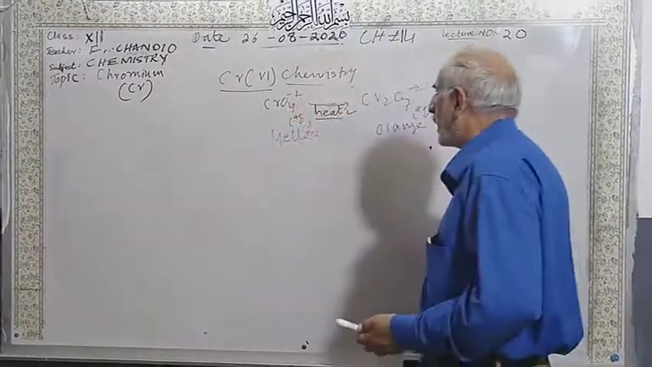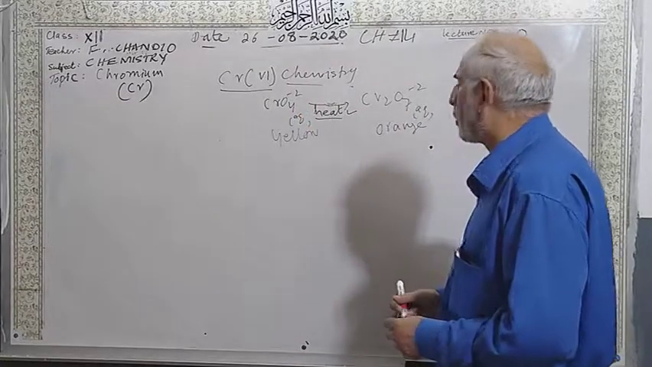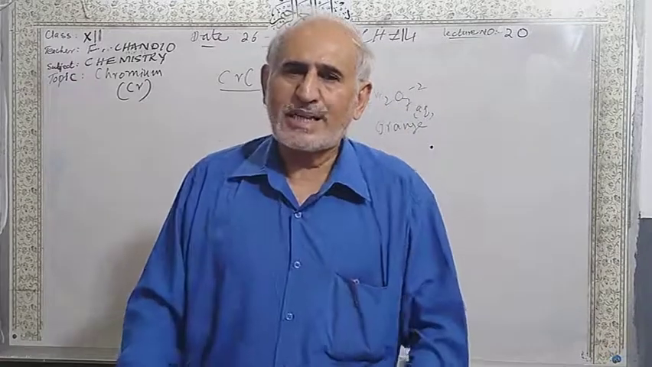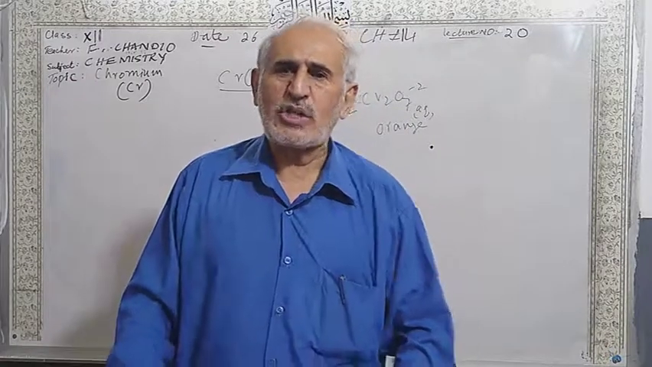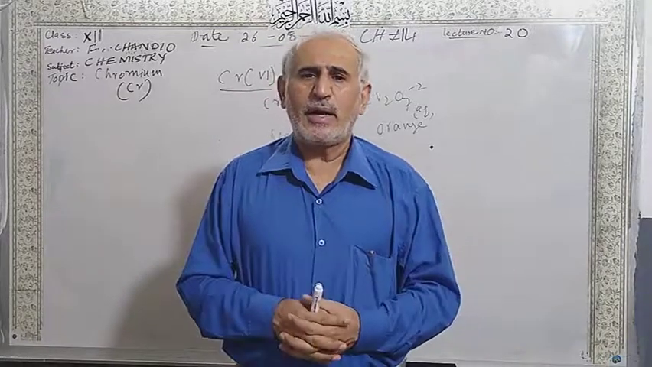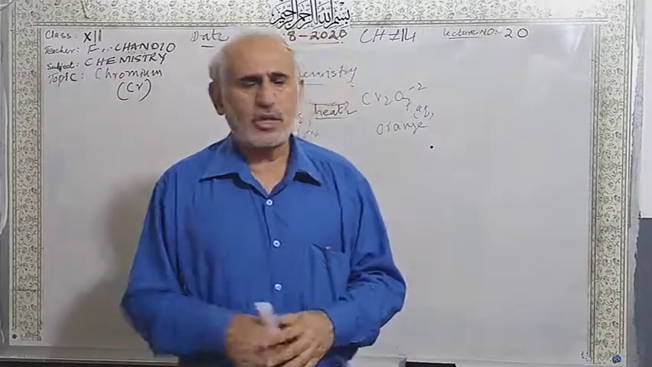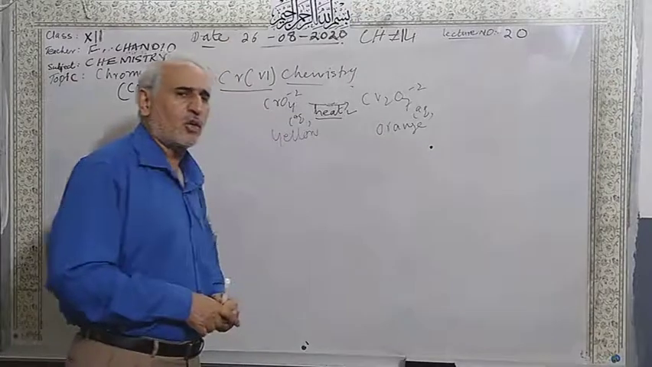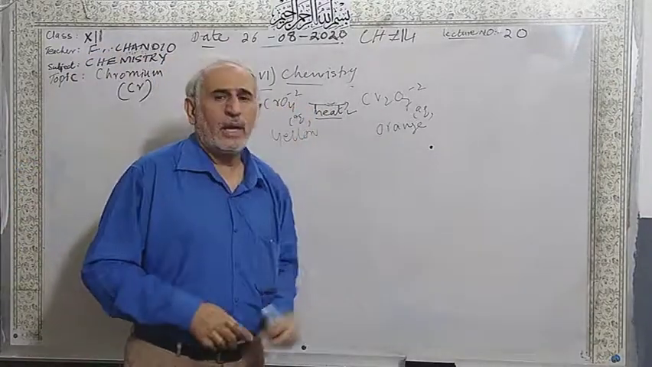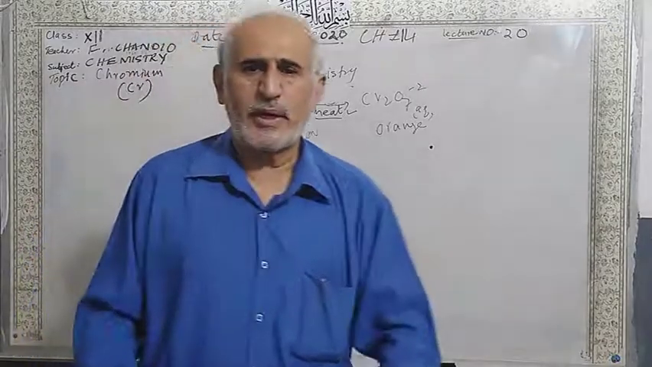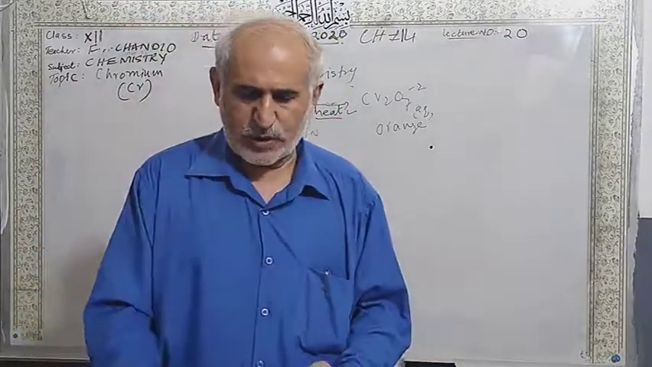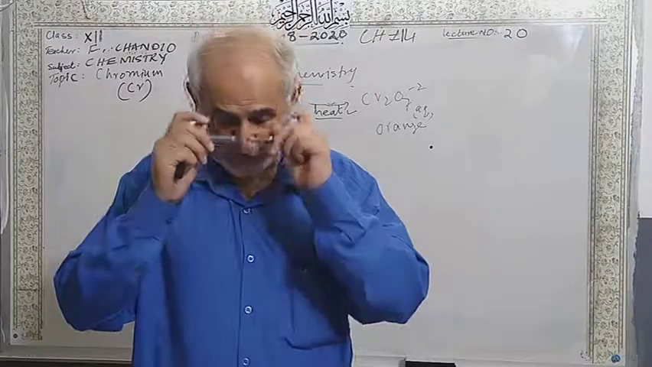Then the conversion of chromate into dichromate is possible, because when the hydrogen peroxide is heated, oxygen gas is evolved, and it does not react with the chromate. Very easily this chromate ion changes into dichromate, meaning yellow changes into orange. This is the most important point.